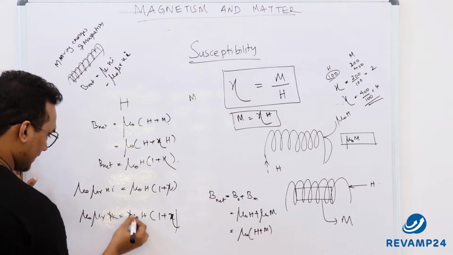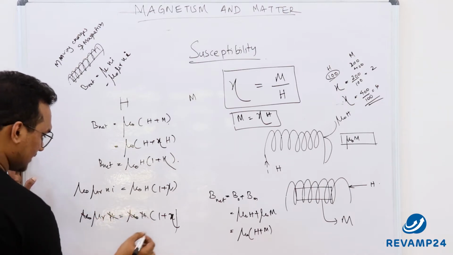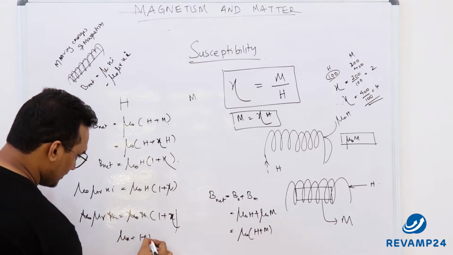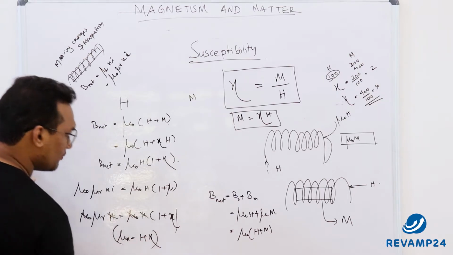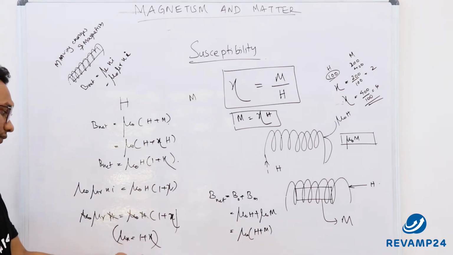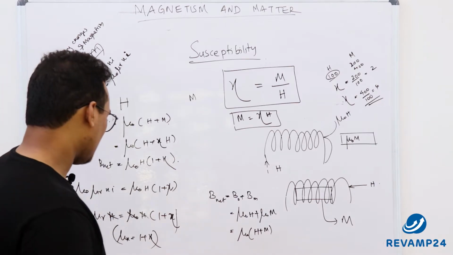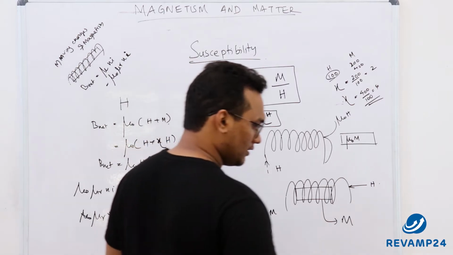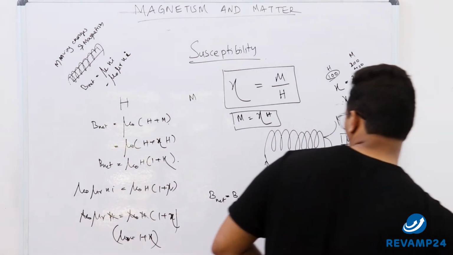So x will cancel, mu0 will cancel, and mu r is equal to 1 plus susceptibility. This is very, very important. There is a higher chance for you to have a question about susceptibility in your coming board examination. So relative permeability is equal to 1 plus susceptibility. Now with this, we are going to get more equations.